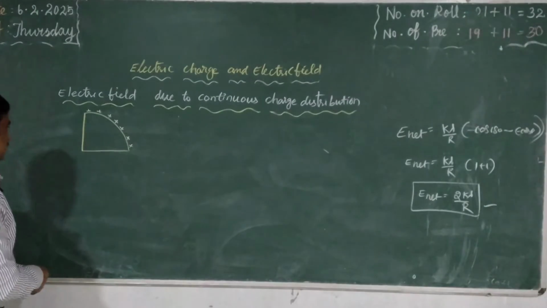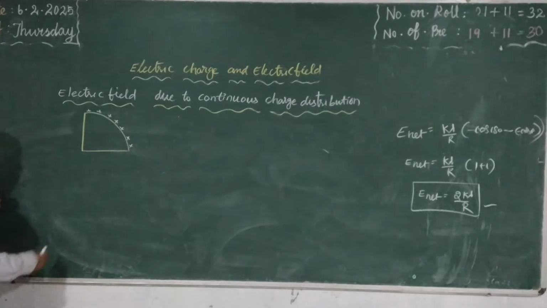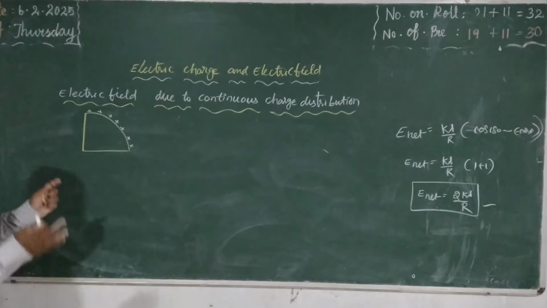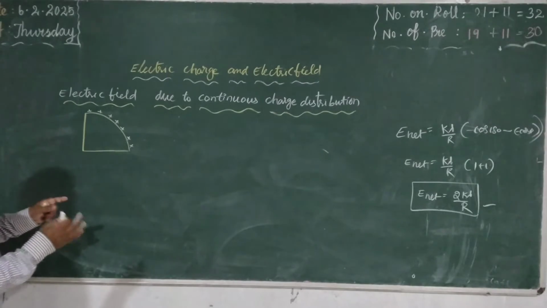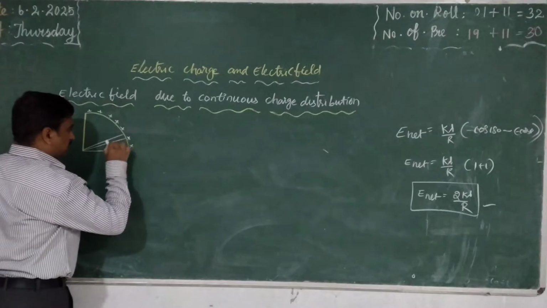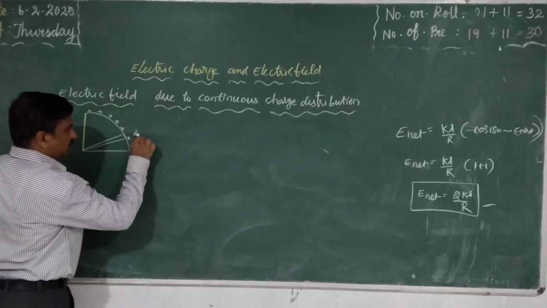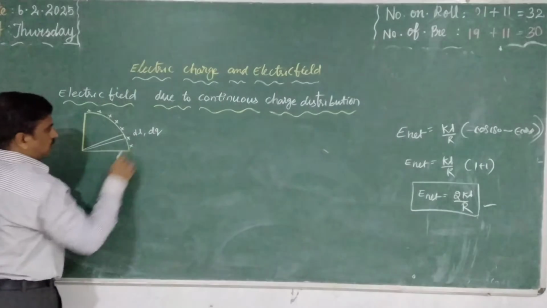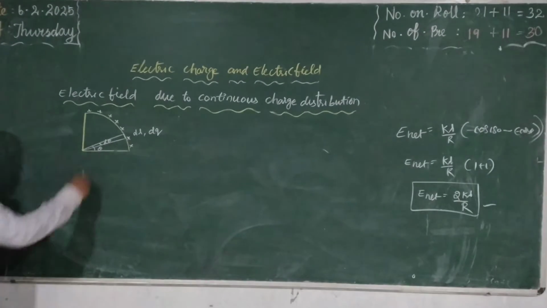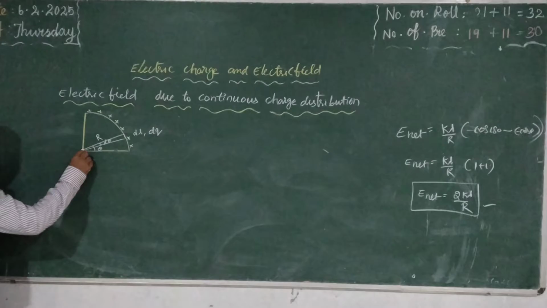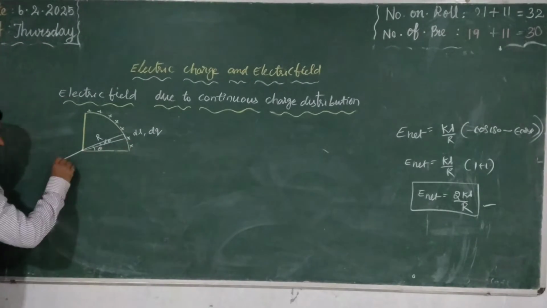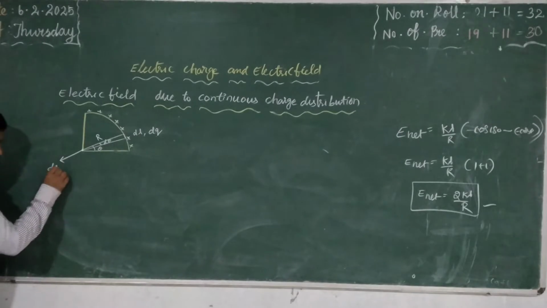See here what we can do now. It is an extended object, so Coulomb's law is not valid, so we can cut small parts, a small elemental part. This length is dl, the charge is dq, and the angle here is d theta. This is the radius. Due to this dq charge, the electric field is outwards, so that electric field is dE.